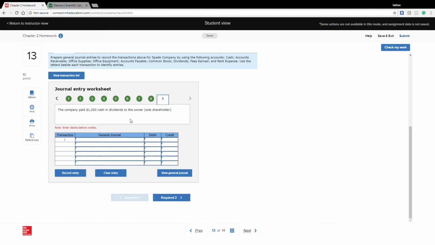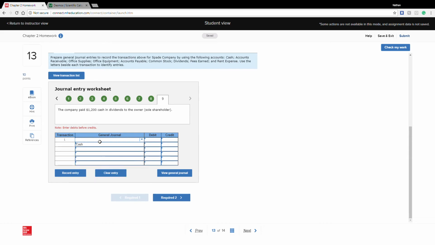Question 9, last part. The company paid $1,200 cash in dividends to the owner. So, since we paid cash, again, I know it sounds like a broken record, but trust me, the average mind has to think of this almost like 28 times before it goes into long-term memory. So the more you repeat how cash is affected, the better off you're going to be.